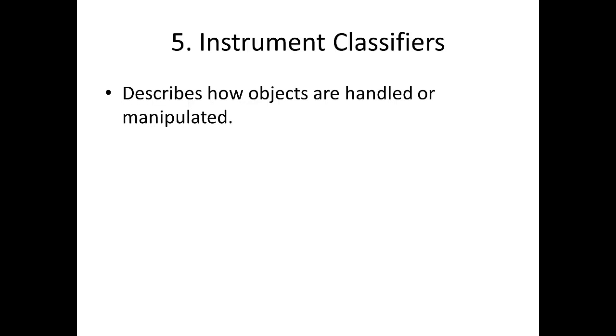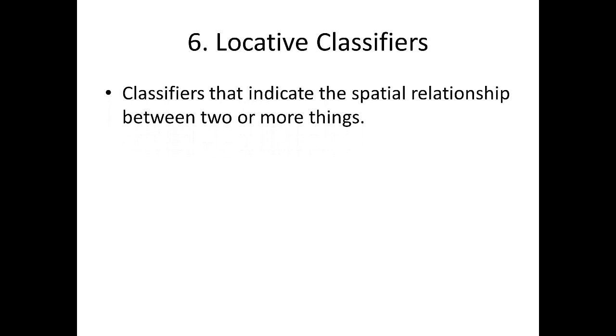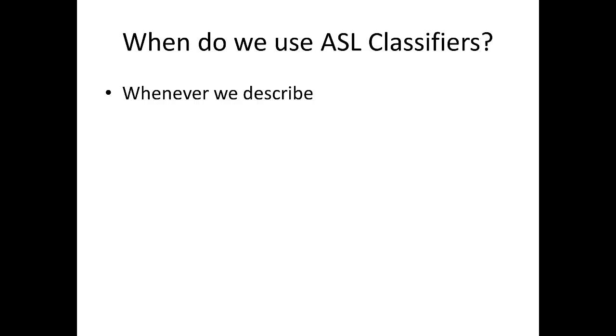Instrument classifiers are used to describe how objects are handled or manipulated. An object can be tossed, caught, or thrown. Locative classifiers indicate spatial relationship, and they represent the location of one object compared to another.